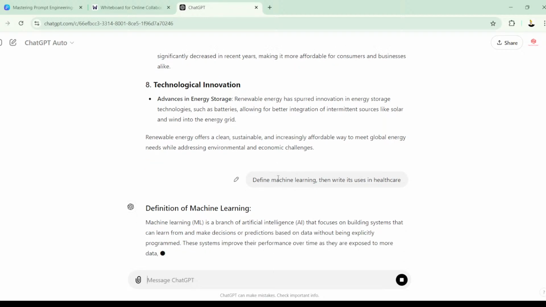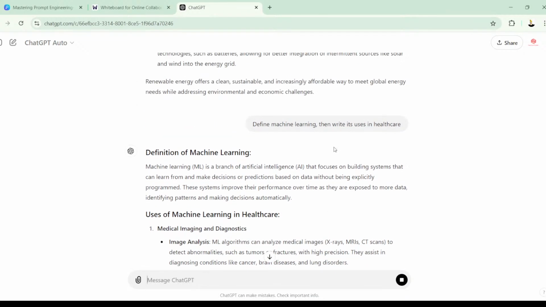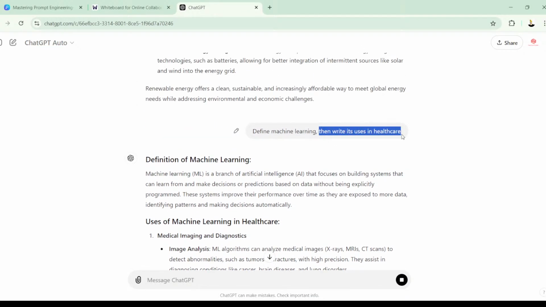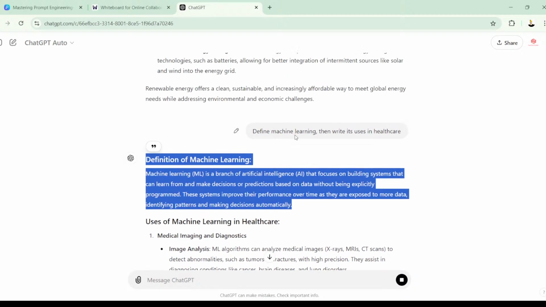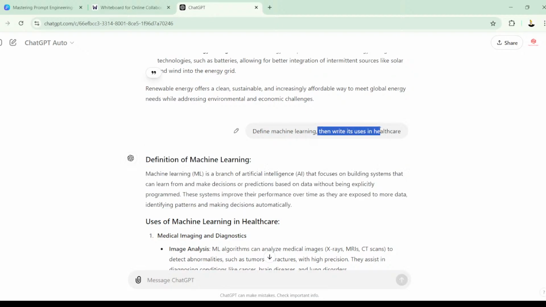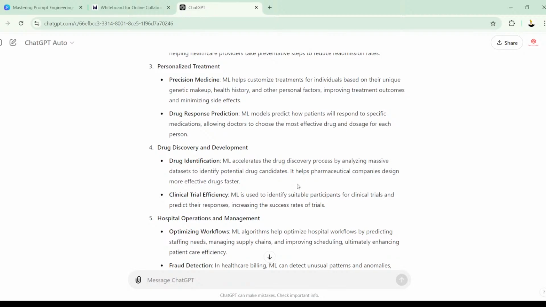So first it will define what is machine learning, and then it will direct its response towards its uses in healthcare. If we didn't have this step, right, then ChatGPT either would have stopped at the definition part, or it would have moved to a different step like the importance of machine learning, or it could have provided the uses or applications of machine learning across different sectors, like healthcare, automobile, IT sector, AI, everything. Okay, so this is multi-step.